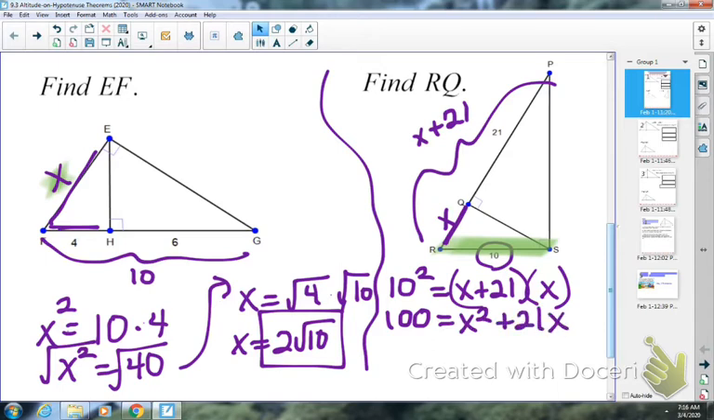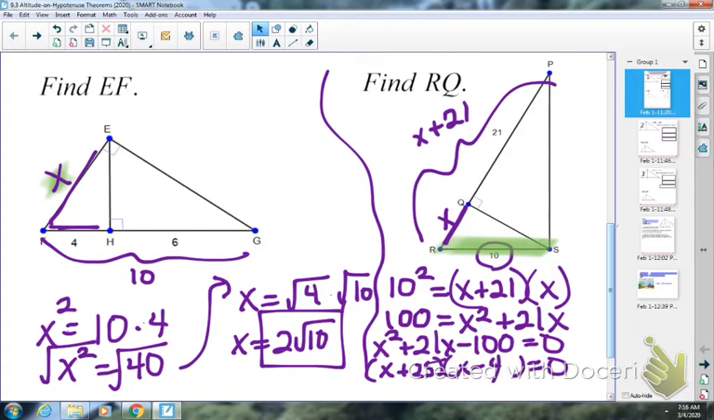So think back, I had you practice solving quadratics earlier. We're going to get the equation equal to 0 so we can factor. So we're going to have x squared plus 21x minus 100 equals 0. I'm looking for two numbers that multiply to give me negative 100 and add to give me 21. That's going to be a positive 25 and a negative 4. So when I solve it, I get x equals negative 25 or x equals positive 4. I can't have a negative segment length, so my answer is just 4.